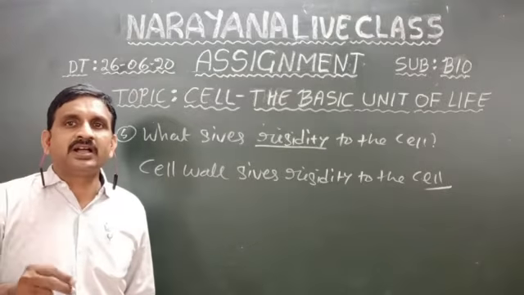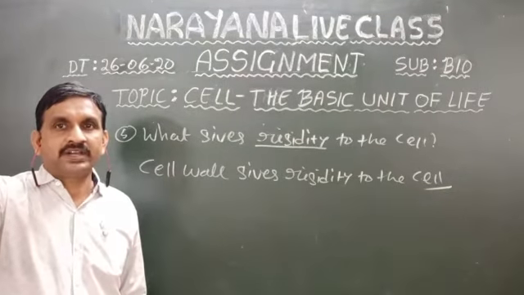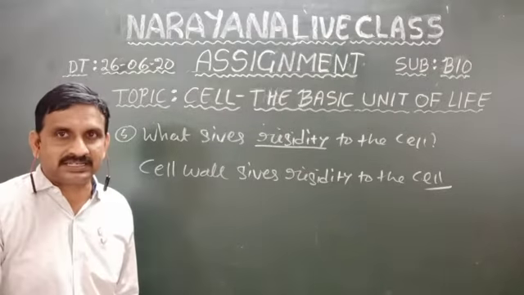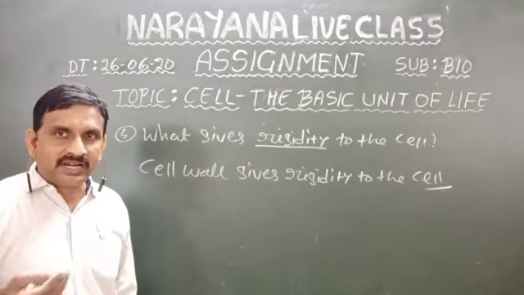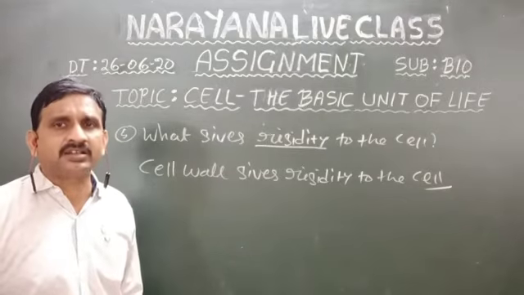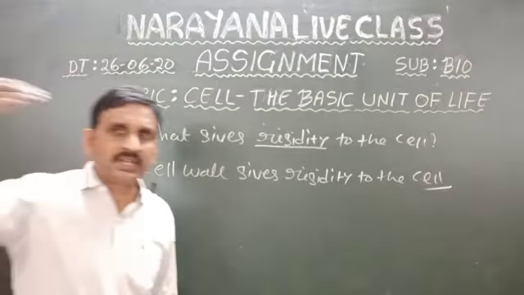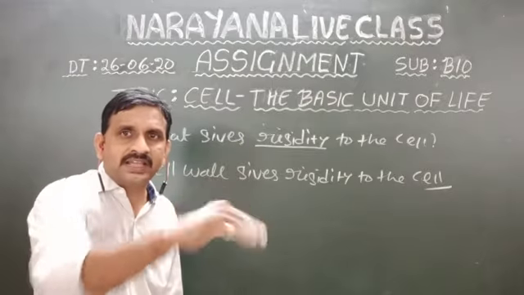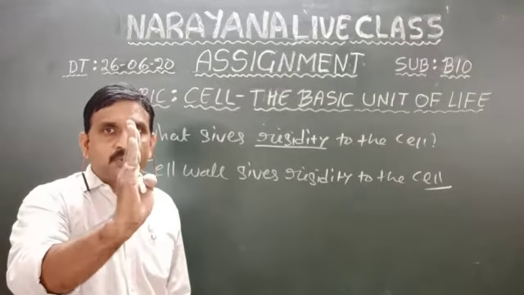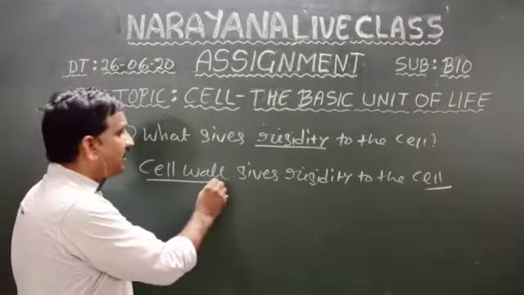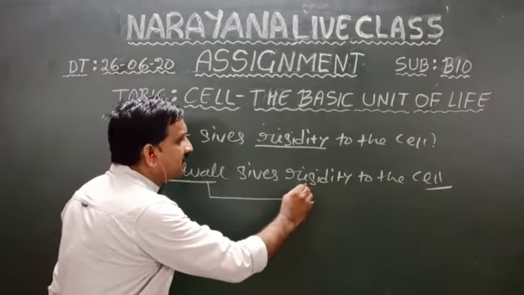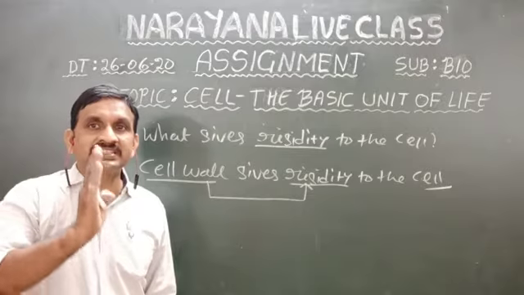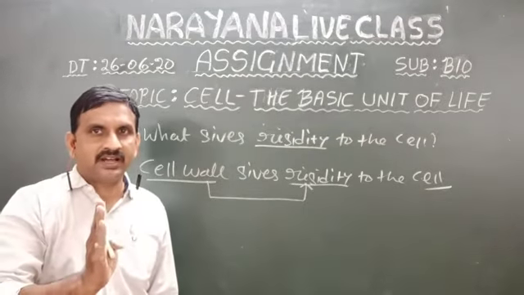Plants are mostly growing in the outer environment, in different types of atmospheric and climatic conditions. Understood? Wind conditions, cold conditions, very hot conditions. Sometimes winds come like this. At that time plants bend like this and stand erect again immediately. How is it possible? Because of the cell wall. The cell wall has a special nature. That nature is called rigidity, giving stiffness to the cell. Understood?